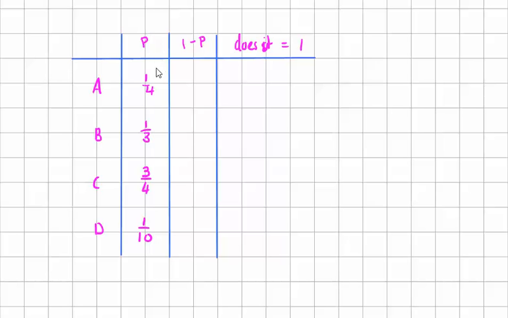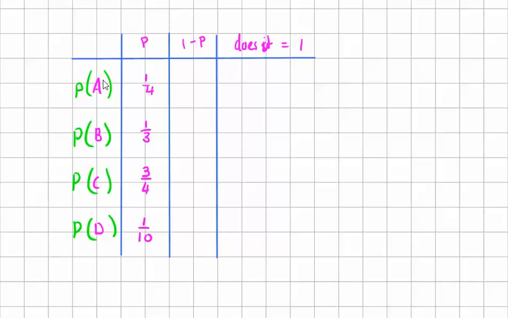So P just stands for the probability of A happening. What you might have seen before is writing this: probability of A, probability of B, probability of C, probability of D happening. Now if the probability of A happening is 1 out of 4, say we've got 4 counters in a bag, all of a different colour. What's the probability of getting a red one? That's 1 out of 4.